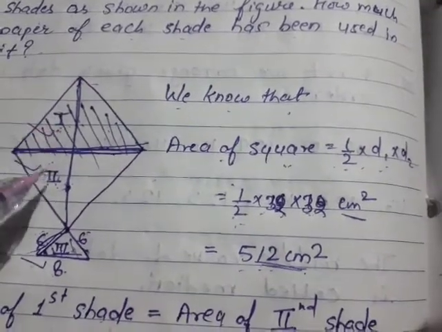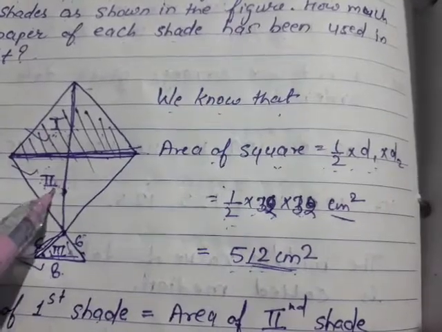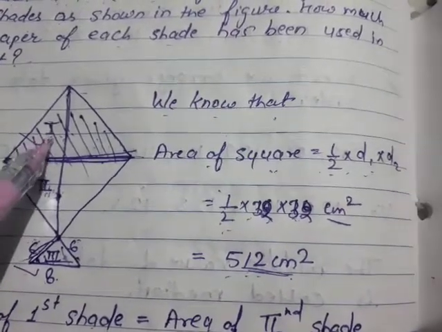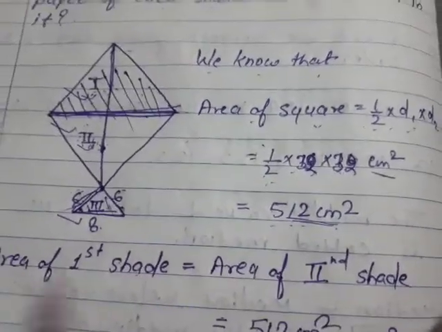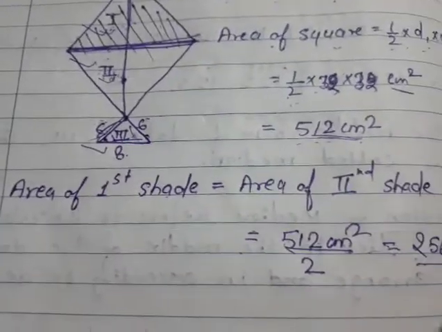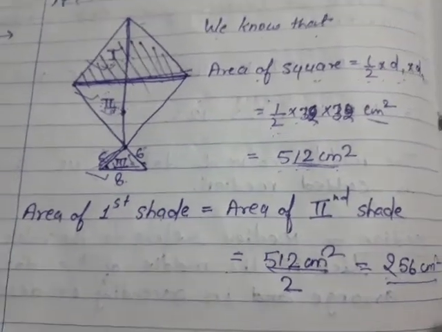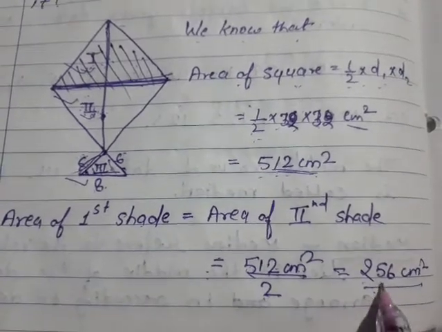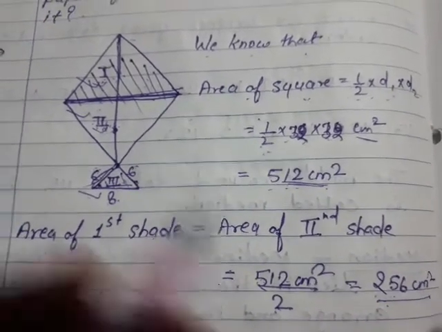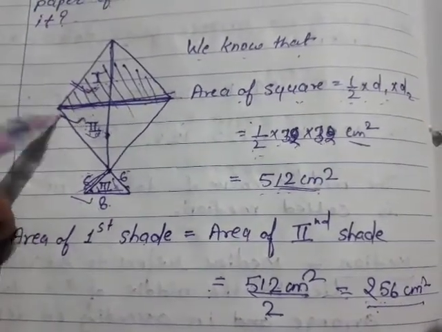The diagonal of the square divides the square into two triangles of equal area. So the area of the first shade and the area of the second shade are both equal. So the area of each shade equals 512 centimeter square upon 2, which is 256 centimeter square. 256 centimeter square is the area of the first part and the second part.